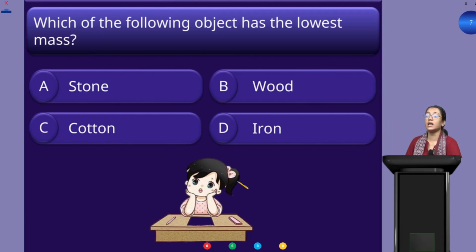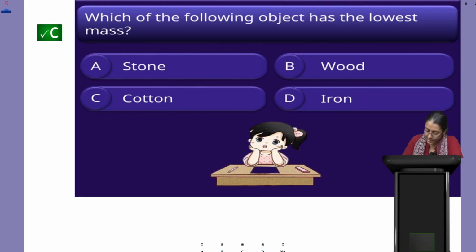So which of the following objects has the lowest mass? Which among these four options will feel lighter? Is it stone, wood, cotton, or iron? Okay, with that your time is up. Let's see how many of you have given the right answer. Very good. So many of you have given the right answer.